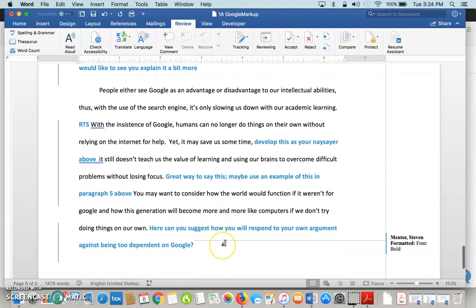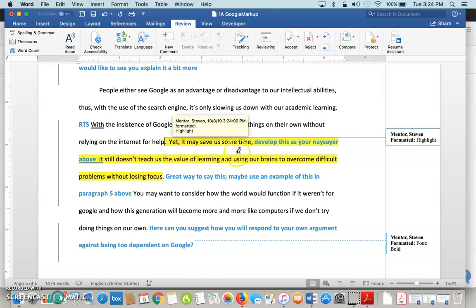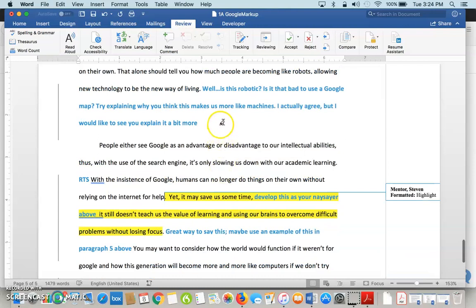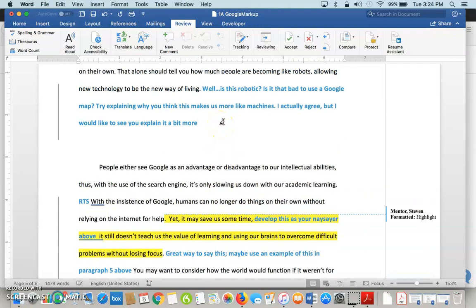And then finally, a good, nice, solid conclusion that doesn't just summarize, but that talks about what concerns there are. This may save some time, but it doesn't teach us the value of learning. Now, I'm going to do something here. So here, see this yet, it may save us some time, or yes, it may save some time. This is what's called the naysayer. So what I want people to do is right here, try adding a naysayer paragraph.